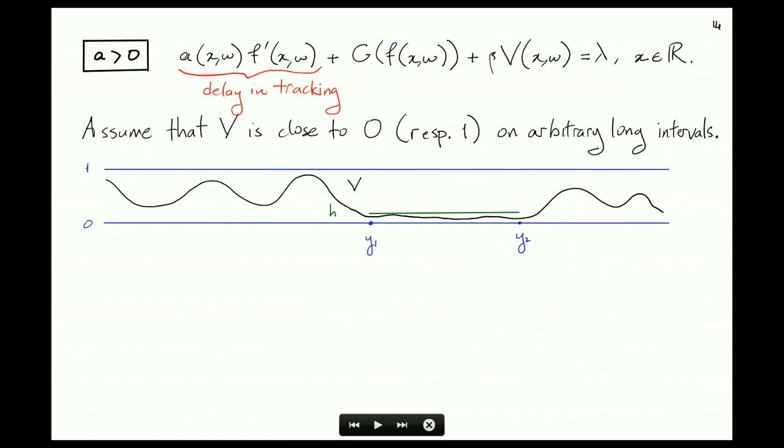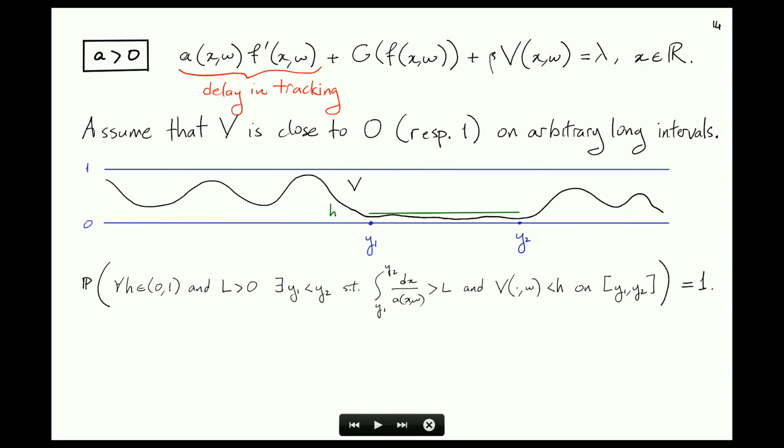So that's going to be an assumption that I will make. I will assume that the potential V is close to 0 or 1 on arbitrarily long intervals. So this is the graph of the potential. For any height you want, and any length you want, the potential is below this height on an interval of length at least L of your choosing. I can find such an interval with probability 1. But the length is measured in this scale with 1 over A because I have it here. Whatever lower height you give me, where it's super low, whatever length you give me, somewhere I can find an interval like that. Okay? So this is a property, a condition, that we're imposing right now.